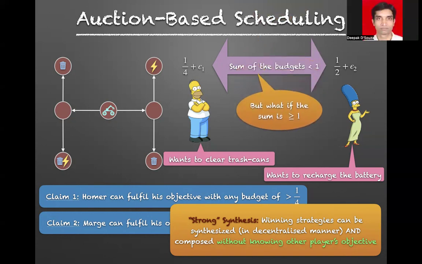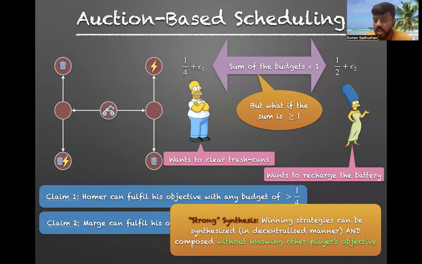But so Suman, what am I missing? It looks like these are contradictory, right? If you give Homer a little more than 1/4 and a little less than 3/4 to Marge, then how can they both fulfill their objectives? Yeah, so that's the condition I don't see actually. So the condition on epsilon was that it's less than half, right? Yeah.